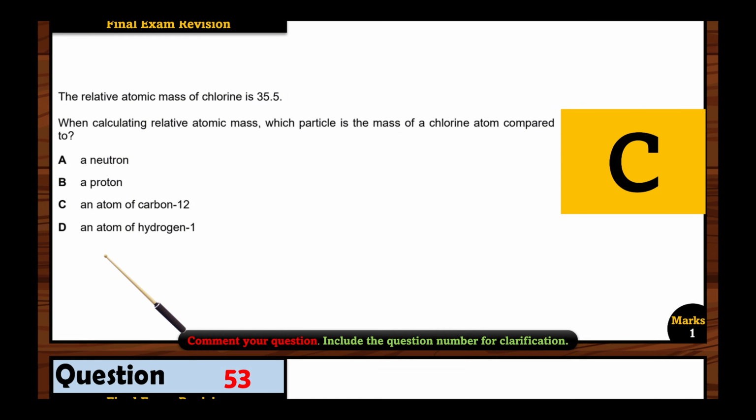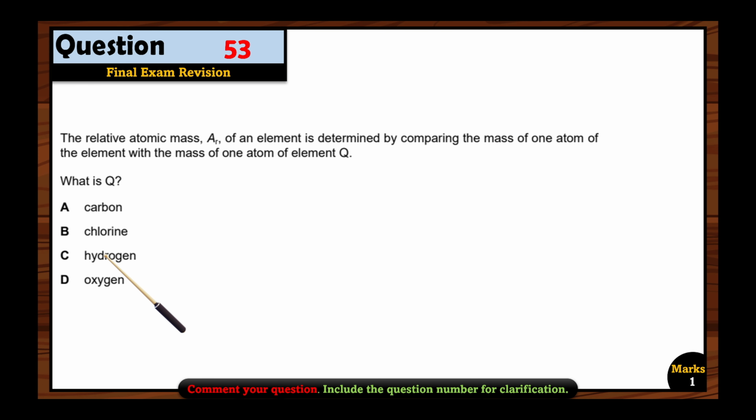This is simple. Same for question number 53. The relative atomic mass of an element is determined by comparing the mass of one atom of the element with the mass of one atom of the element Q.